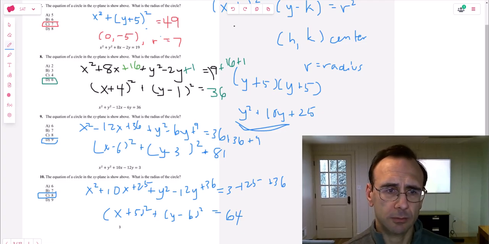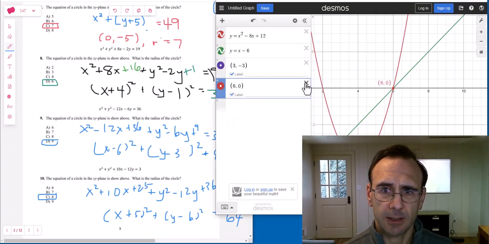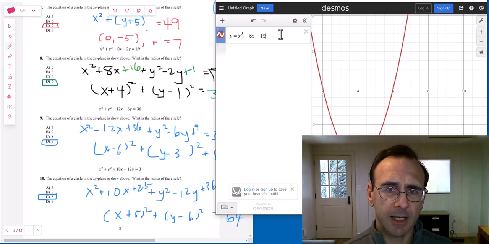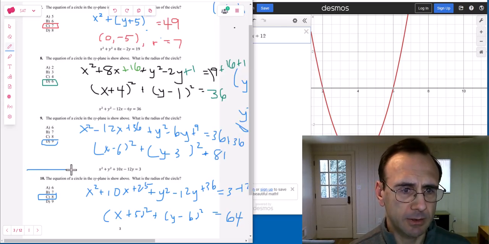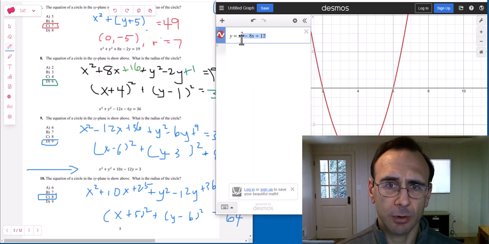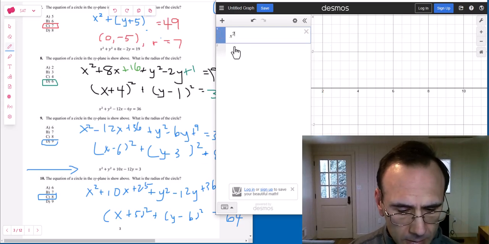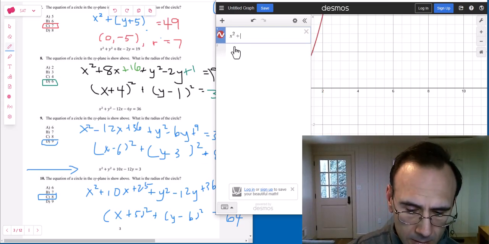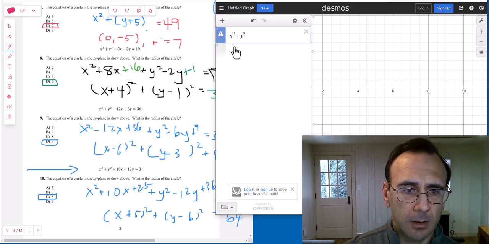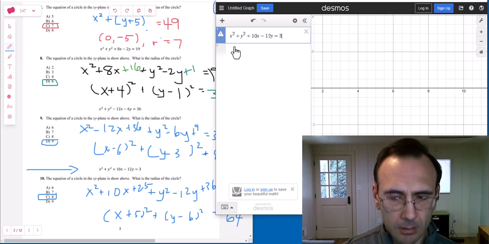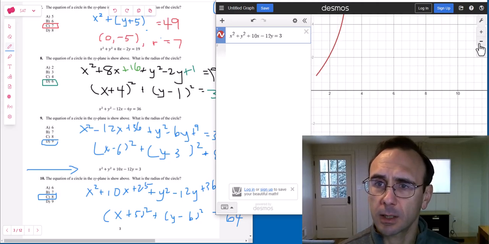So you should get D and then C. Now real quick, to graph it in Desmos, I'm going to graph number 10 here. You could graph this one, kind of zoom out.